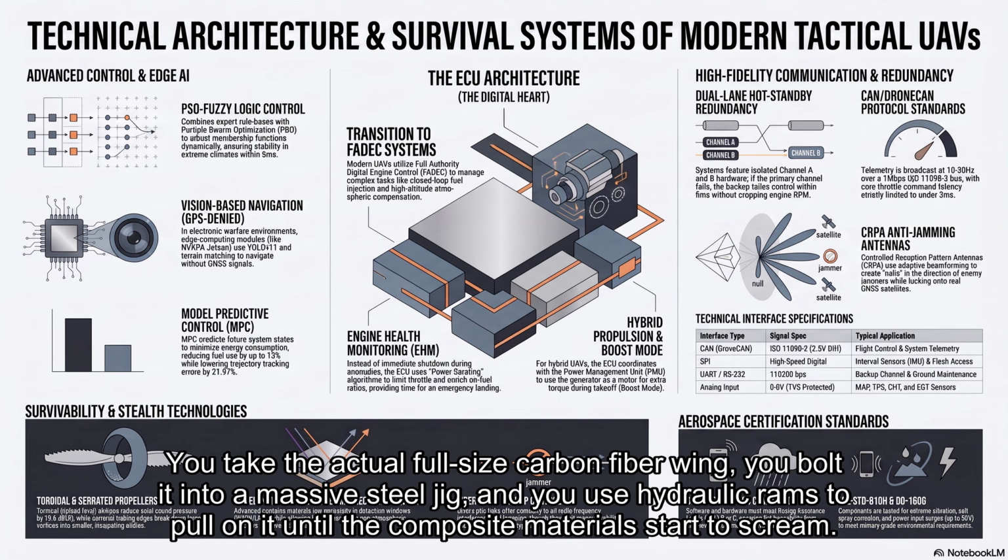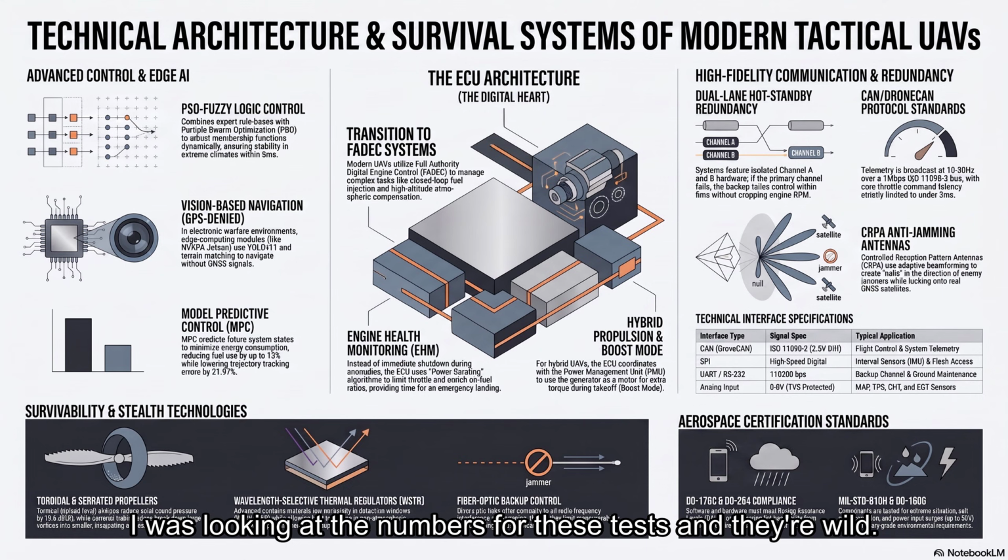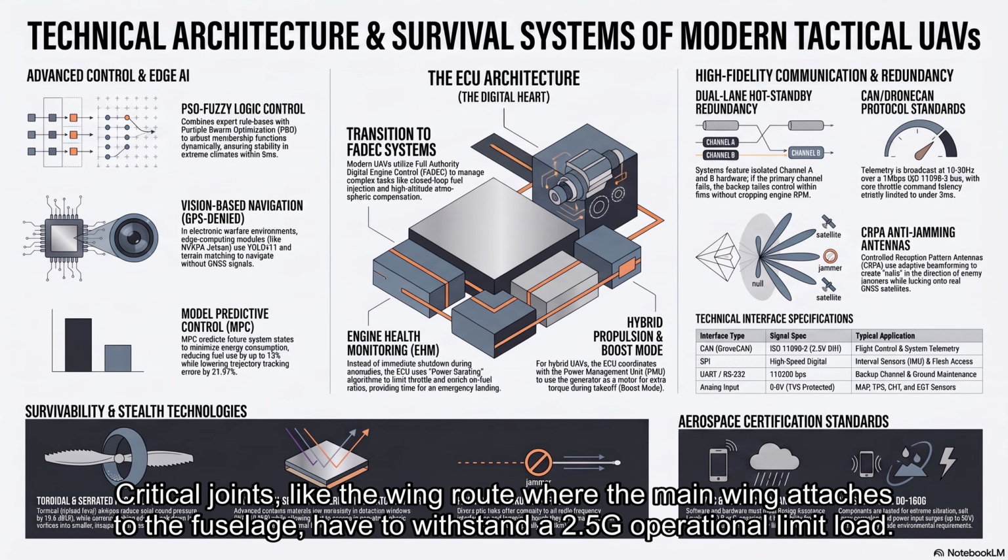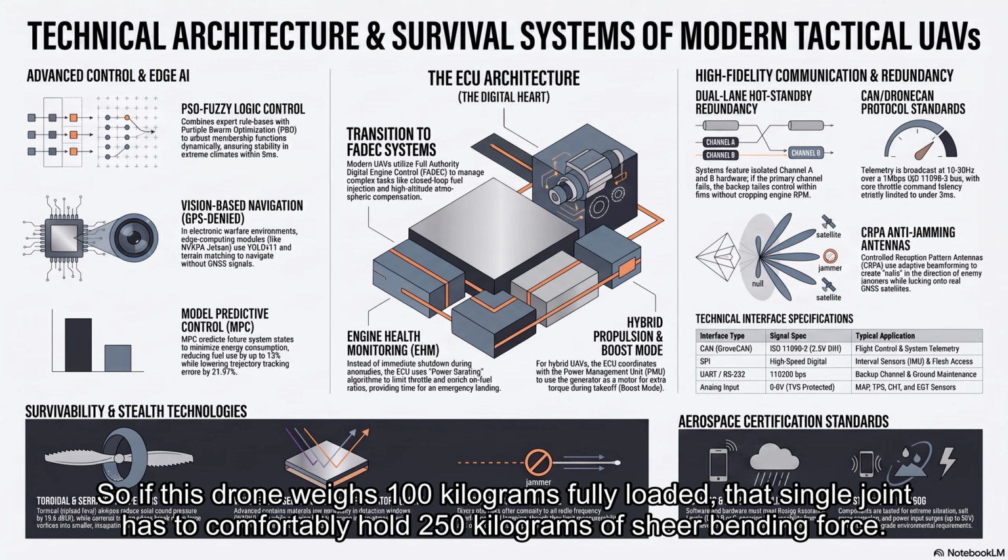You take the actual full-size carbon fiber wing, you bolt it into a massive steel jig, and you use hydraulic rams to pull on it until the composite materials start to scream. I was looking at the numbers for these tests, and they're wild. Critical joints, like the wing root where the main wing attaches to the fuselage, have to withstand a 2.5 G operational limit load. So if this drone weighs 100 kilograms fully loaded, that single joint has to comfortably hold 250 kilograms of shear bending force.